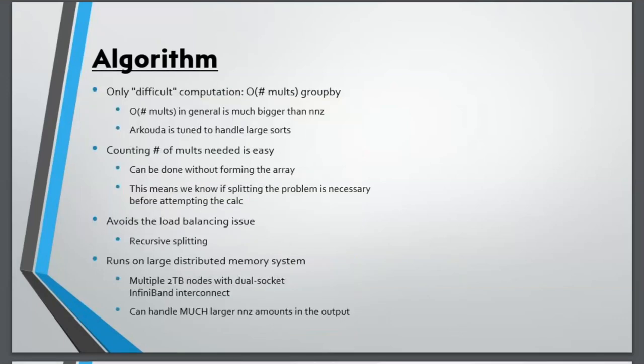So I went a little bit quickly there, but if you take away four things from that whole rundown, it's that in this new formulation of the SPGEM algorithm, most of the work has been offloaded to one very difficult, very intensive group by operation, but Arkouda is particularly well suited for that. Counting the number of multiplications, and hence the general difficulty of the problem, can be done and is easy. It happens early in the process. You can avoid load balancing issues with recursive splitting, and just by nature of running on HPC, it can handle much, much larger amounts of data than the traditional SPGEMM algorithm that's used by SciPy.